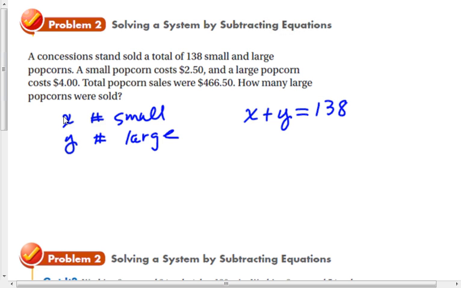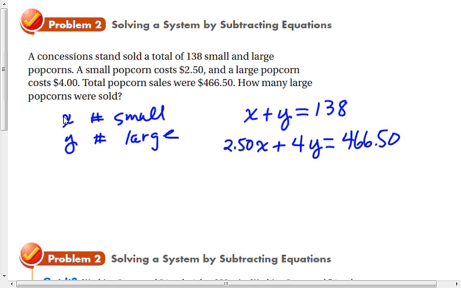And then the second part says a small popcorn costs $2.50, a large popcorn costs $4. The total popcorn sales were $466.50. So that means if I take $2.50 times the number of small popcorns plus $4 times the number of large popcorns, I should get the total spent on popcorn sales, which is $466.50.